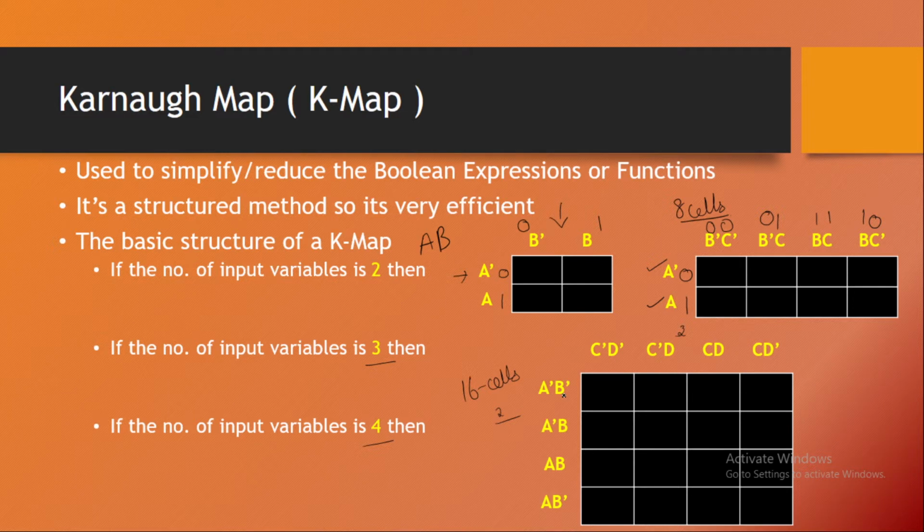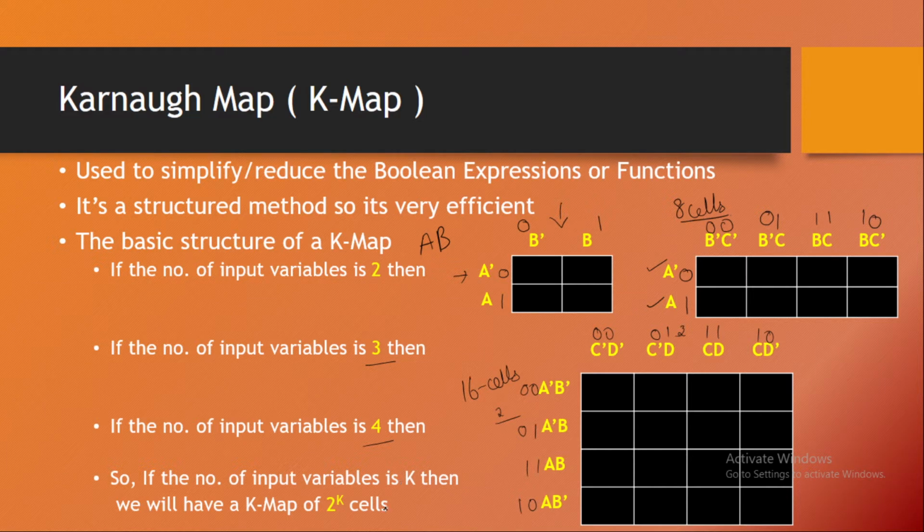A dash B dash is your first row header, A dash B is the second row, AB is the third row, and AB dash is the fourth row. If I represent this in Boolean values, it is 0, 0, this is 0, 1, this is 1, 1, and this is 1, 0. In a similar fashion, we can fill up the column headers: 0, 0, 0, 1, 1, 1, and 1, 0. Hope you can understand the basic structure of a KMAP. We can deal with this in detail.